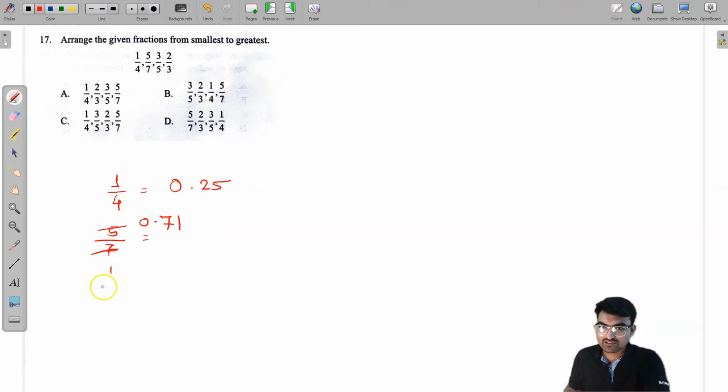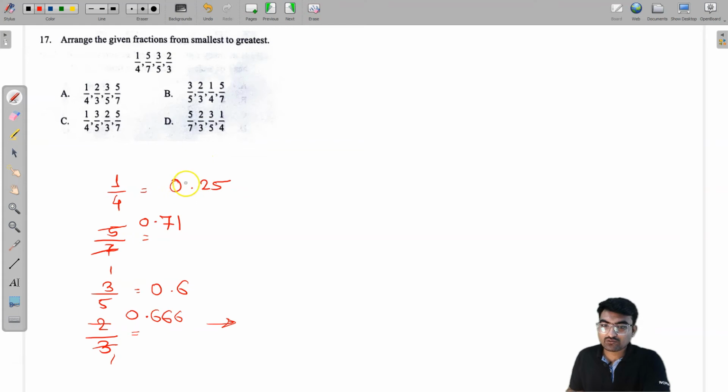We'll check the next number. 3 upon 5. Okay, so it is 0.6, correct? So next is 2 upon 3, that is 0.6, then 18, again 2, so it will go on 0.666666, right?